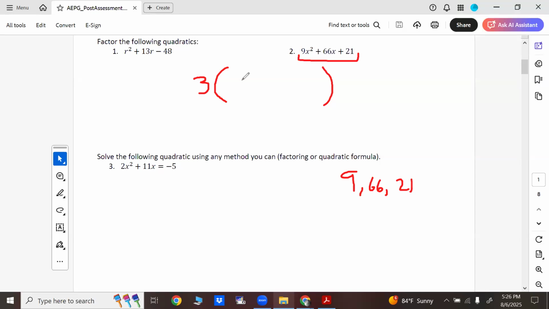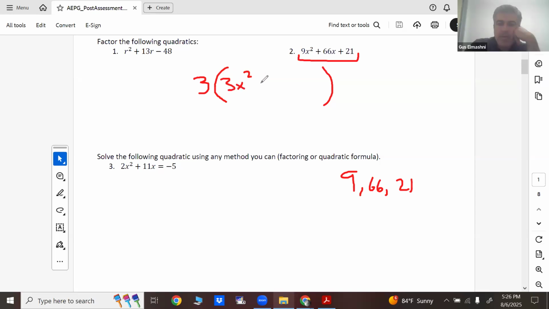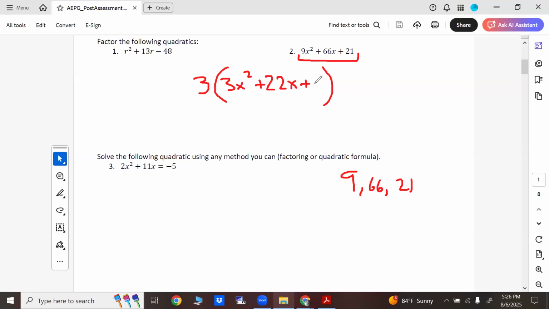Well, 9 would be gone. Well, you do 9 divided by 3, right? Which is just another 3, the 3x squared. Keep going. So then 6, plus 22, mm-hmm, plus 7.